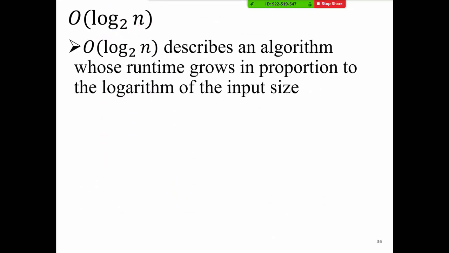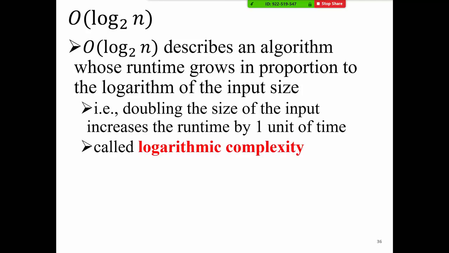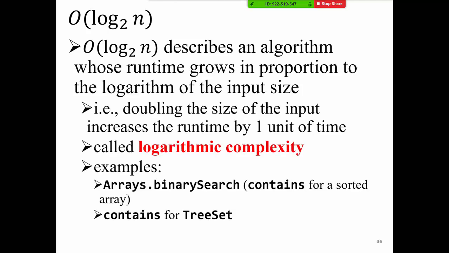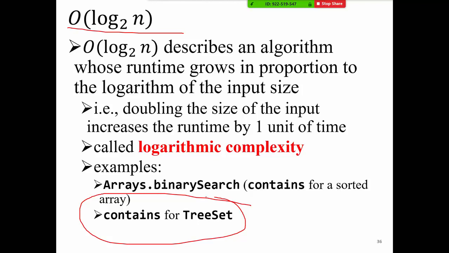In log n, I mean logarithmic time, it describes an algorithm that runs proportional to the logarithm of the size of input. An example is binary search inside a sorted array, which gives you log of n. Look at contains inside the tree set, it's actually log n, which is logarithmic. So if you have a tree set of n elements, contains will take log of n to be executed.